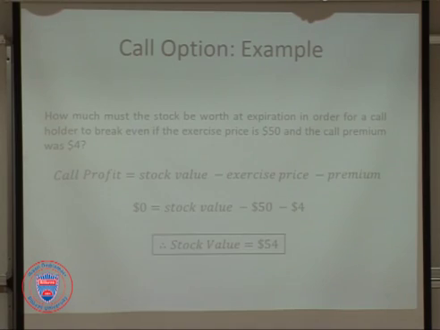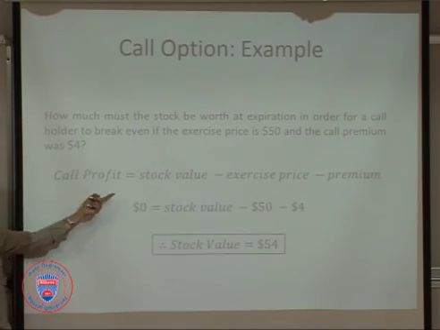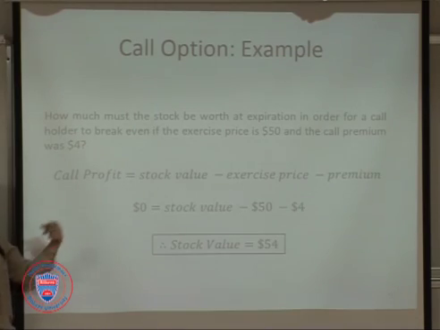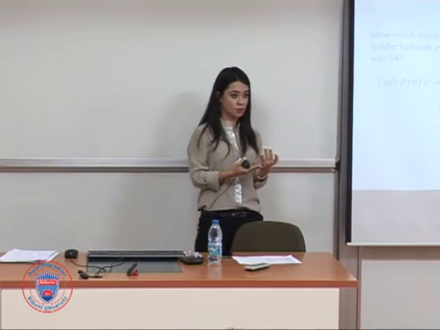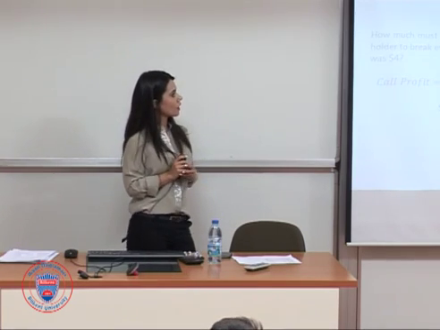Let's look at this very simple example. How much must the stock be worth at expiration in order for a call holder to break even if the exercise price is 50 and the call premium is 4? Break even means it should be at the money. So what are you going to do? The profit is the stock value minus the exercise price minus the premium. So in that case, the stock value should be 54. 50 is the exercise price, which should be equal to the stock price minus the premium, of course.